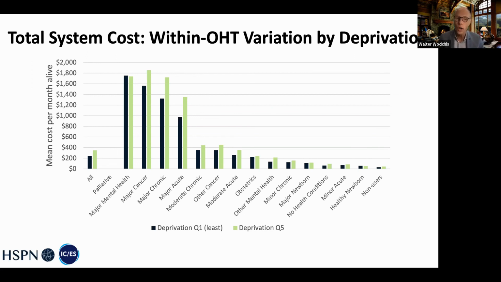The fact that we're not doing that for major mental health makes me wonder, because I do think that the prevalence of mental health is probably at least, if not higher, in those areas of deprivation. So that may actually represent an underspend as opposed to a more equitable spend in that case. Remember, we're not trying to make things equal, we're trying to make them equitable.